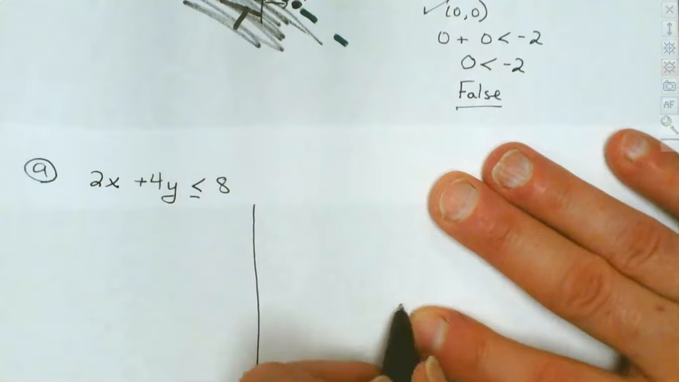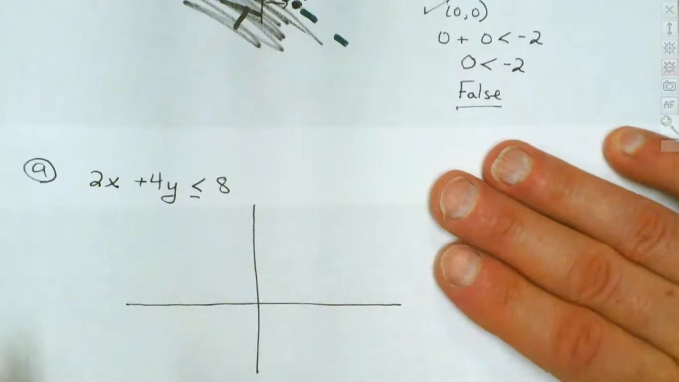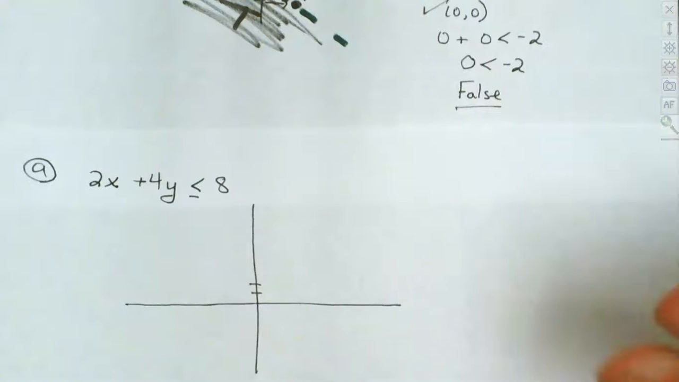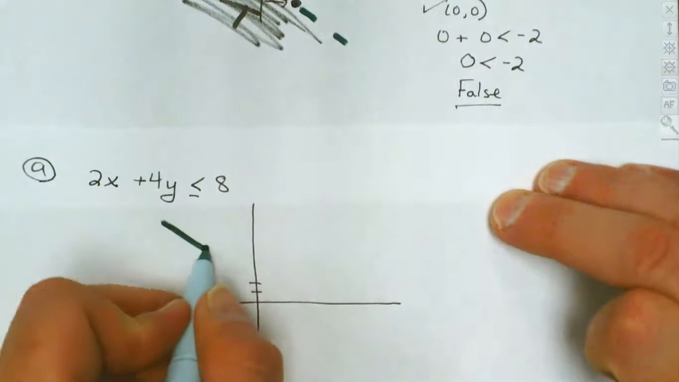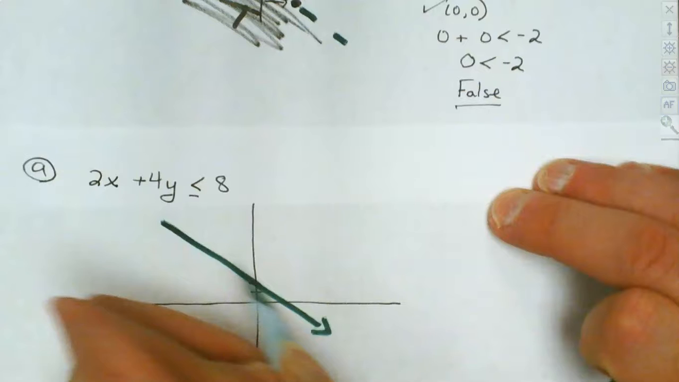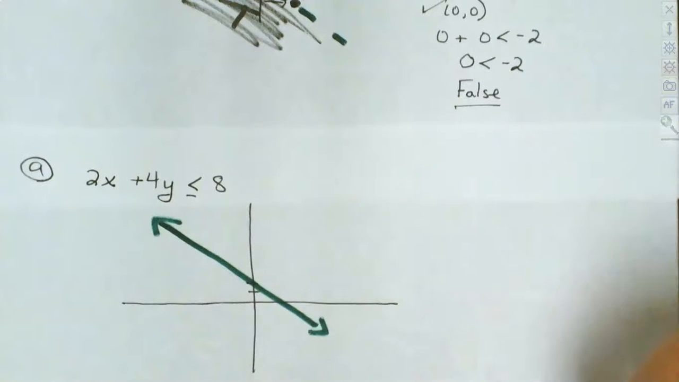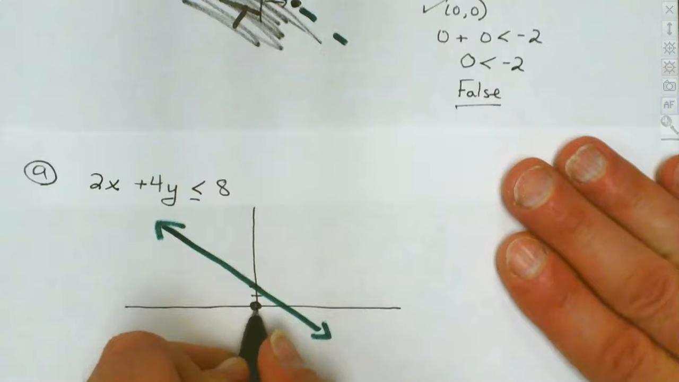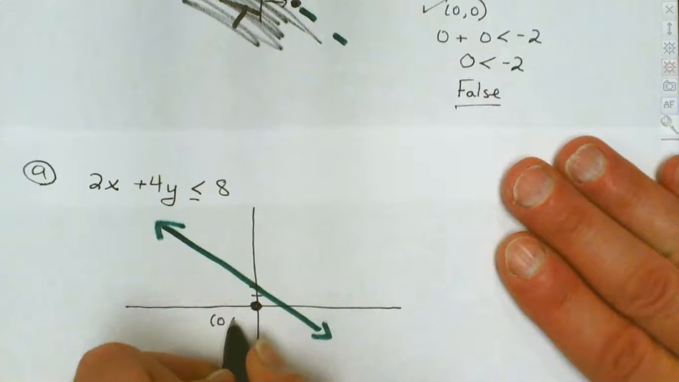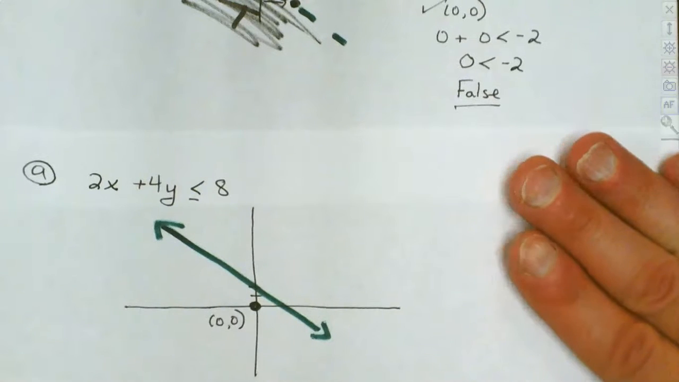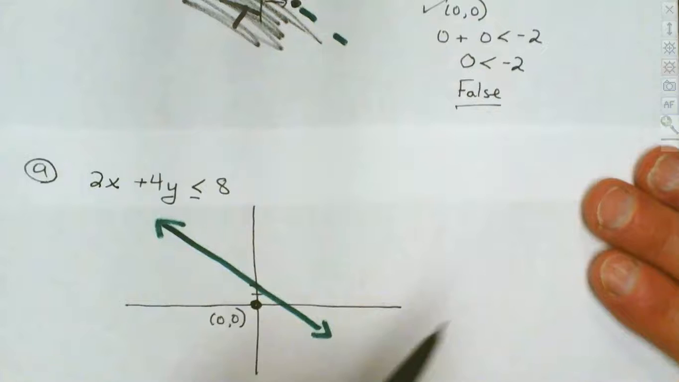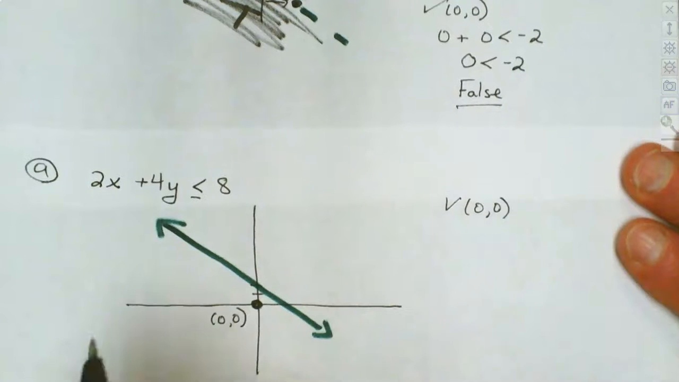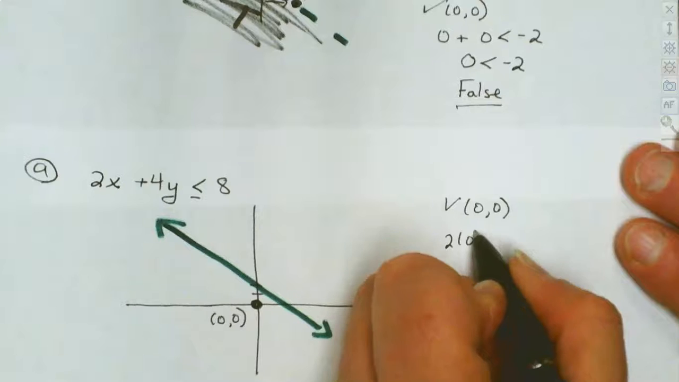All we need to do on 9, and there's several of these, is just simply work with our shading. Yep. All we have to do is plug in that 0, 0 and see if it's true or false. So 0, 0 is right there down below. We can use 0, 0 because it's not on that line. And let's check that 0, 0. So plugging it in.